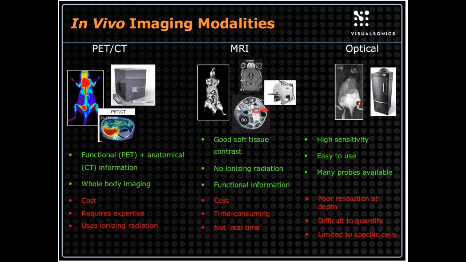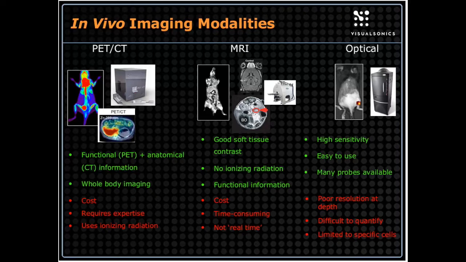Moving on to optical. Optical is extremely sensitive. These cameras can detect single photons. So it's a very, very sensitive modality. It's quite easy to use. I won't mention the product names here, but you can picture these here. You open up the door, you put your animal in, and you set the camera and start taking photos. So they're quite easy to use.